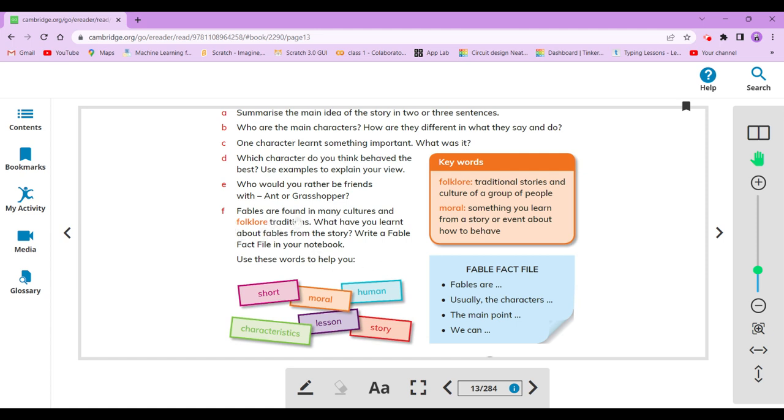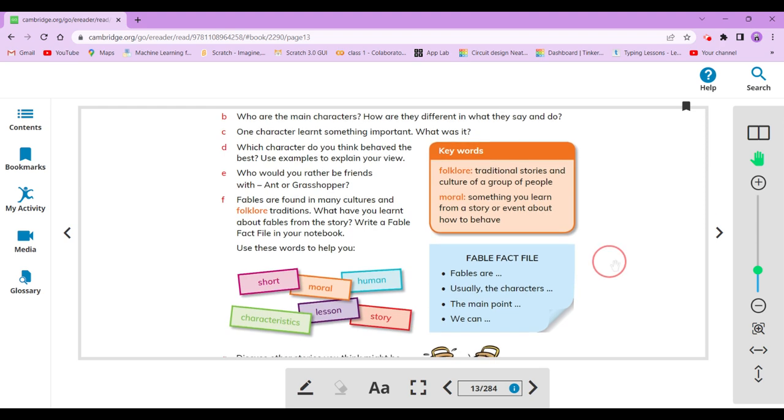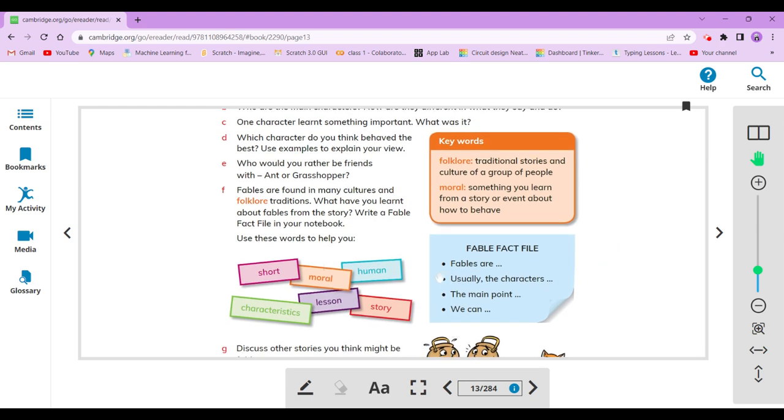Now, fables are found in many cultures and folklore traditions. What have you learned about fables from the story? Write a fable fact file in your notebook, and these words are here to help you: short, moral, human, characteristics, lesson, and story.